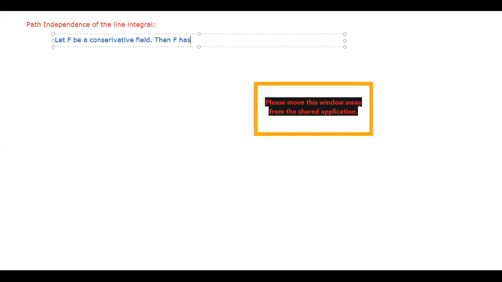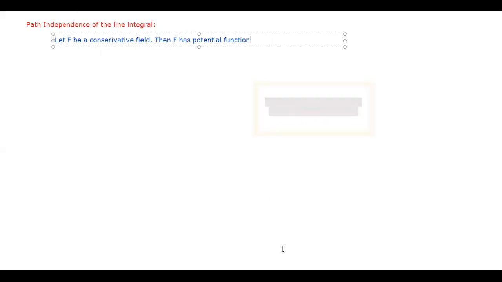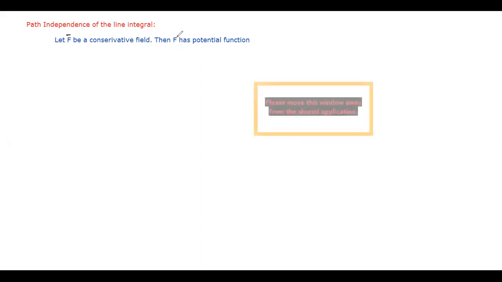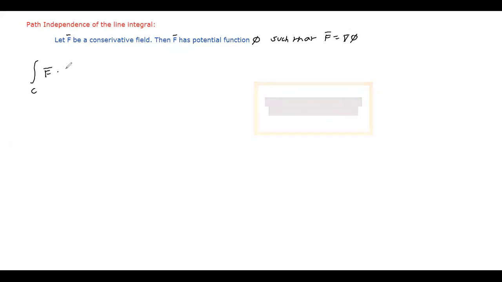Then F has a potential function. Okay, so that is our starting point of the discussion. So if I assume that F bar is a conservative field, then F bar has a potential function, let us say phi, such that F bar equal to del phi. Then our problem is to find out the integral over C of F bar dot dr bar.